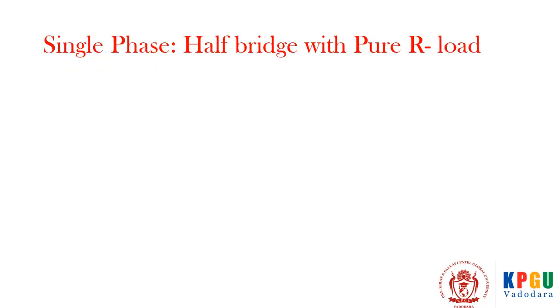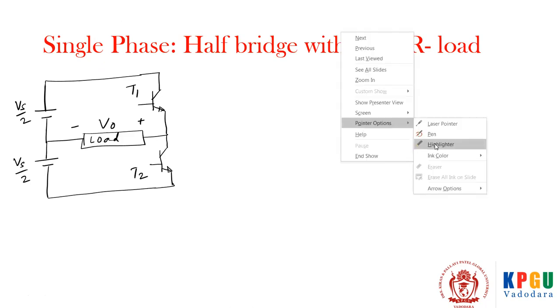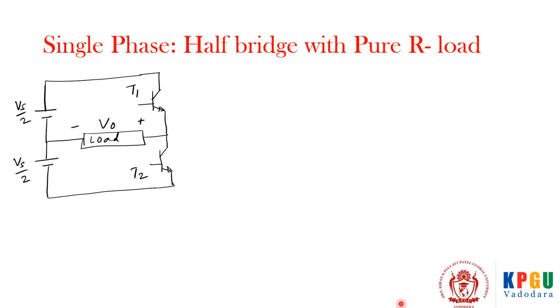So let's see the single phase half bridge with pure resistive load. So this is the circuit of the single phase half bridge inverter. Okay, so here what is the requirement? The requirement is that you require a center tap supply with half the voltage, Vs by 2, Vs by 2, and this is the center one, right? And these are the two switches, T1 and T2. Here I have used BJT as a switch. I can show IGBT or MOSFET or GTO also as a switch.